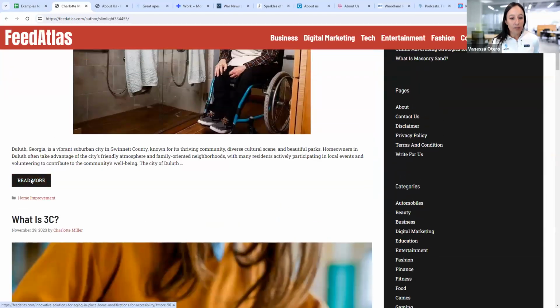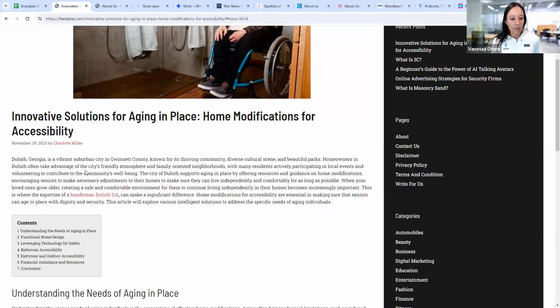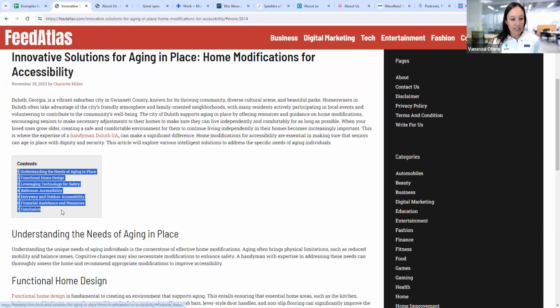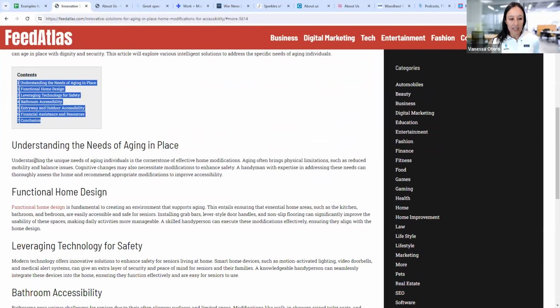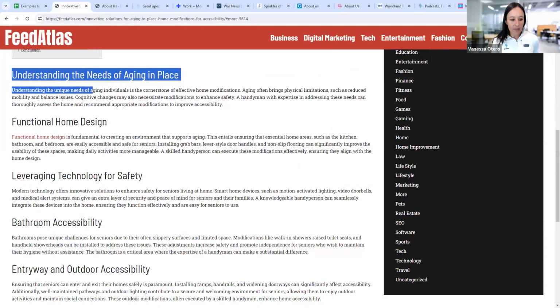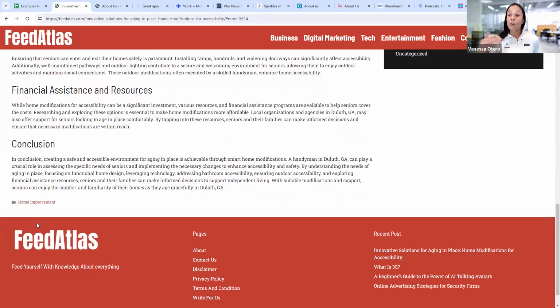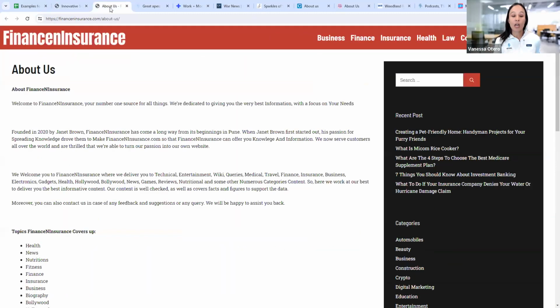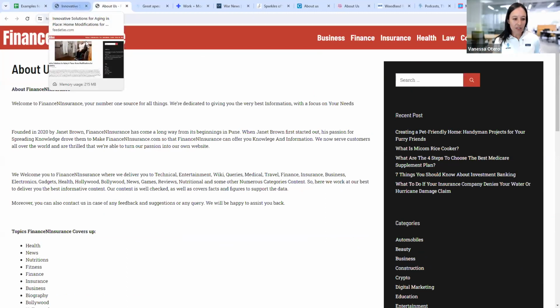This article has a particular template. It has innovative solutions for aging in place. And then it has contents, like a table of contents. It has these headings and paragraphs. Okay? And the format of all this, this is likely AI generated. We haven't gone to the depths to confirm it, but so much similar content exists on some of these other sites that it's a fair assumption.